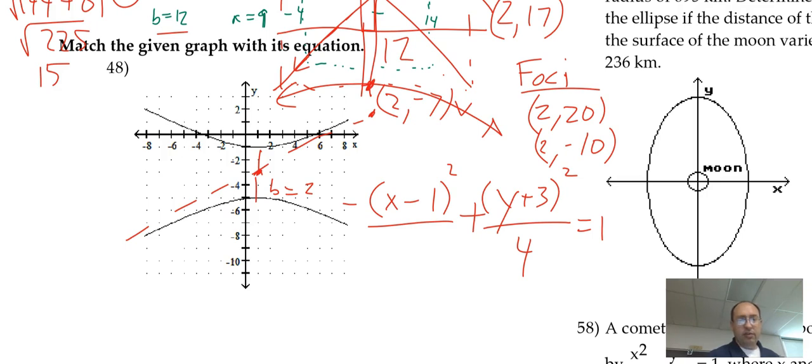It looks like up 2 and maybe over 3. I'm just going to guess. I'm going to say up 2 and over 3. So I'm going to say that my a value is 3 because it's a little hard to tell from that picture. So that would make this a 9. Let me see if the answer sheet agrees with me. Nope, the answer sheet disagrees with me.